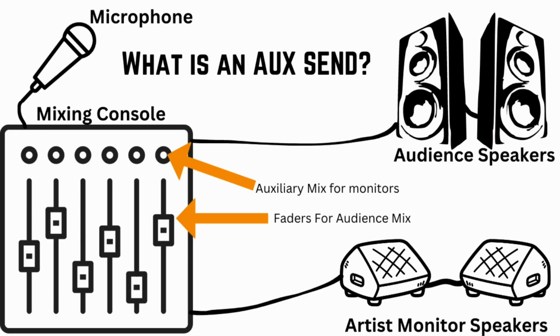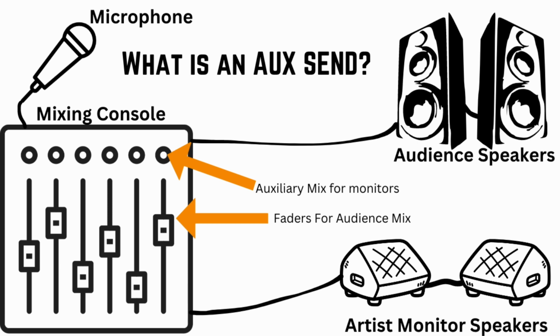There is such a thing as a pre-fader send for an auxiliary and a post-fader send for an auxiliary. Now, what a fader is, and I got another graphic for you. This is the fader. The fader is for the audience mix. Somebody's mixing for the audience. That same person might also be sending to the auxiliaries for the speakers on the stage so that the people on stage can hear themselves.